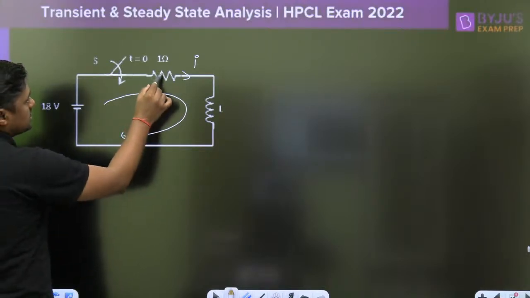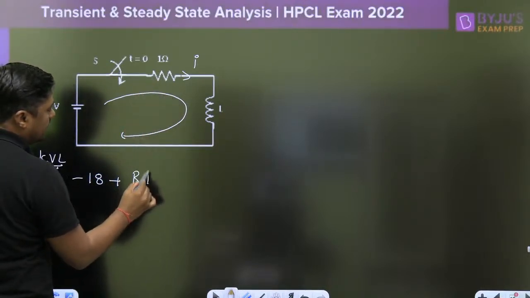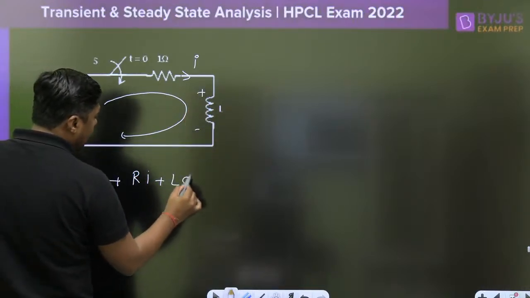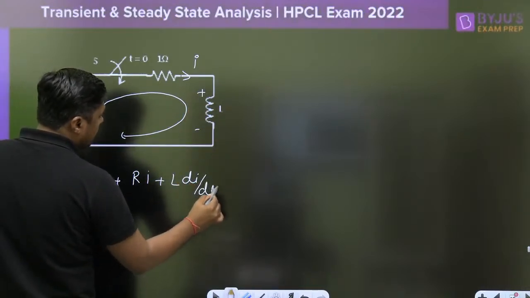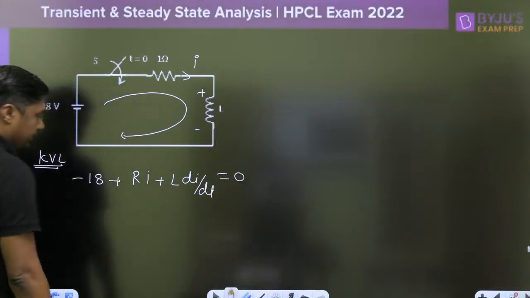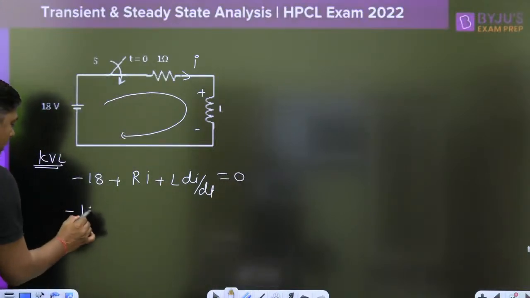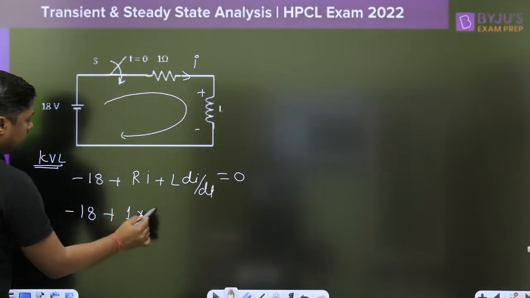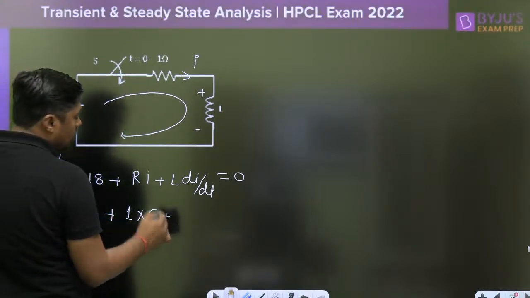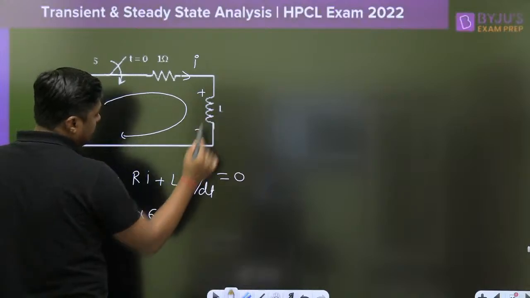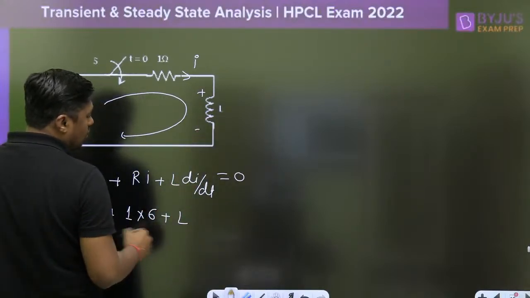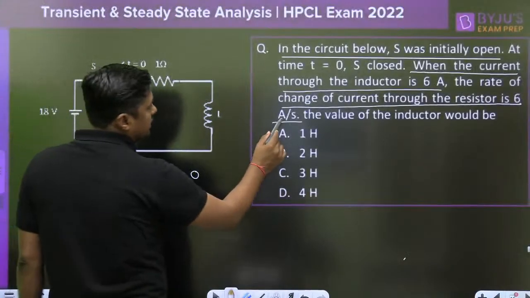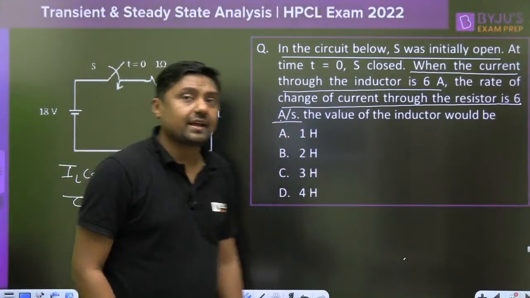Plus, this is the R, always remember Ri, this is multiply, plus, what is the voltage across the inductor? L di by dt. L di by dt is equal to what? 0. So, this is the minus 18 plus R, what is the value of R? 1 ohm. When the current is 6, what is the rate of change? This is the Henry, we have to find the value of L. What is the rate of change of the current? It is also 6. This is given in the question, 6 ampere per second.